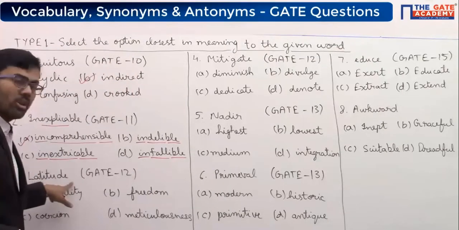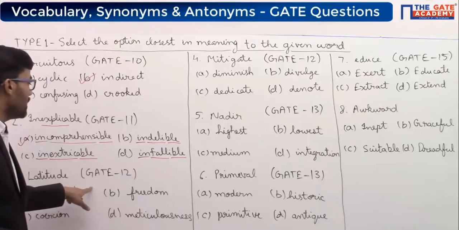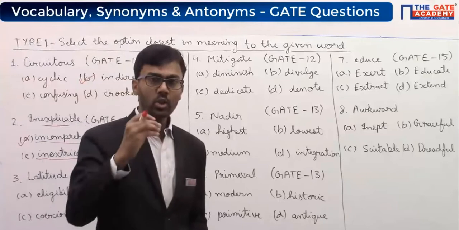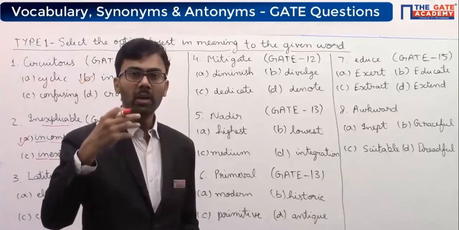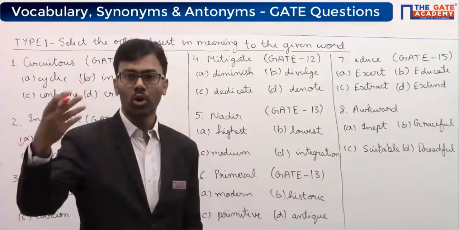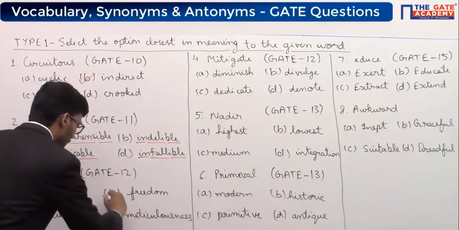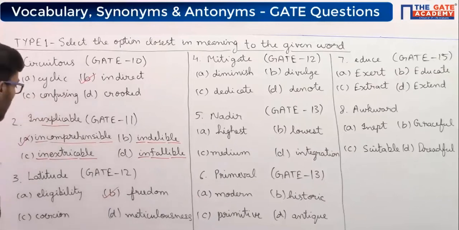But here in general English, the word latitude basically means some degree of freedom. That is, to some extent, some kind of a freedom is given to a person or a group or an organization to do something. So the correct answer here is option B, that is freedom.